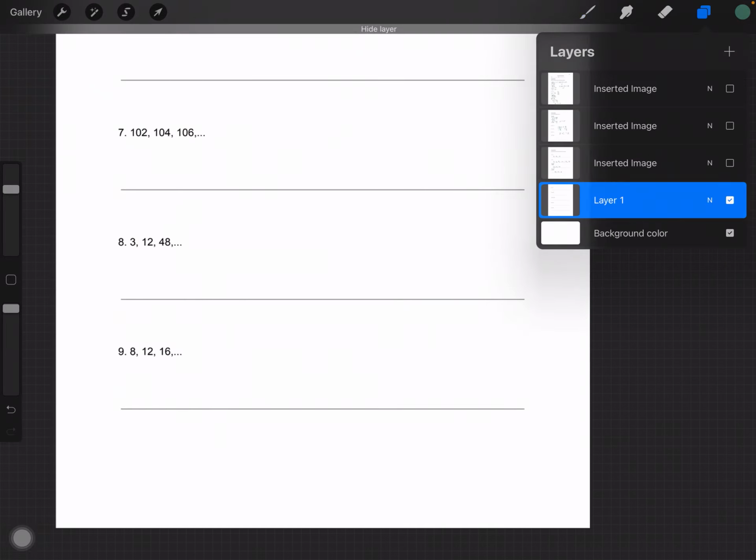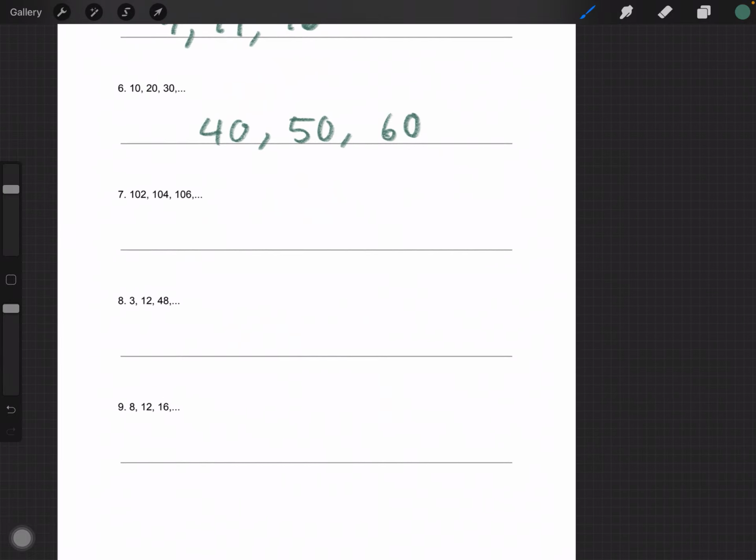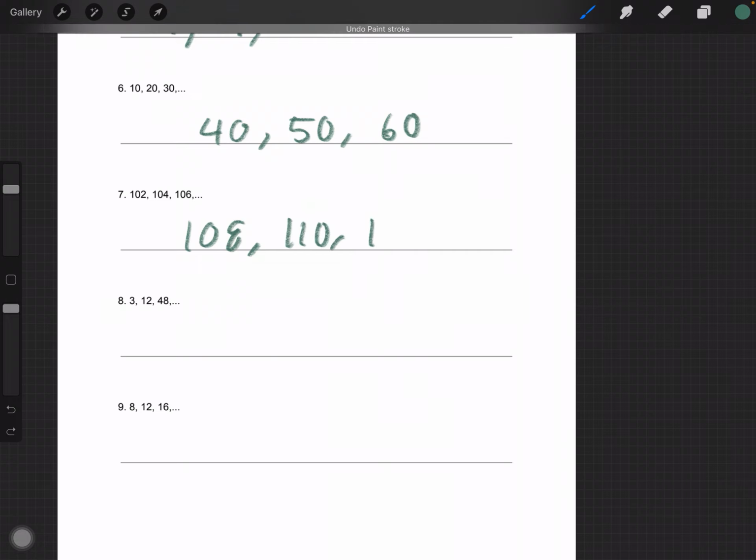Alright, and the last page is pretty much the same. This one's an easy one. 10, 20, 30, 40, 50, and 60. This one you can say 1 to 2 you add 1, and you add 2, so maybe, and the next one you add 3, so 4 plus 3 equals 7, and then 7 plus 4 would be 11, and 11 plus 5 would be 16. This one 102 to 6, okay, this is pretty straightforward. 108, 110, and 112. Oops. And the last two I trust that you can figure out on your own.